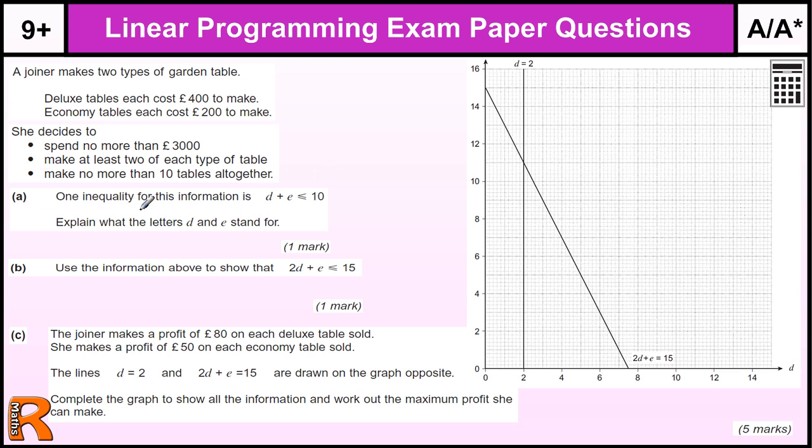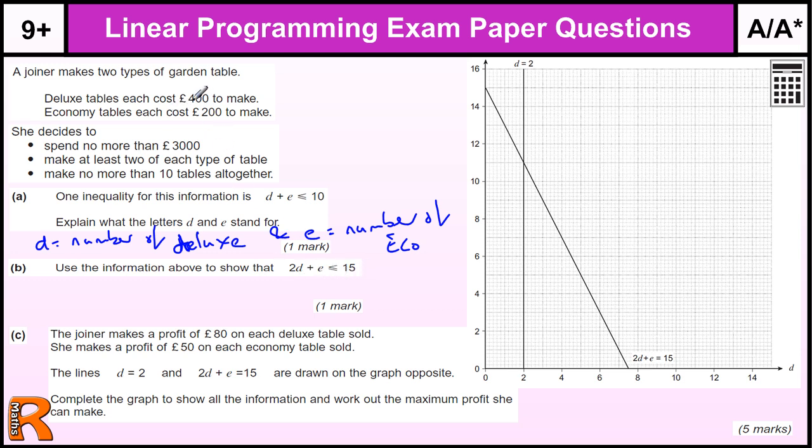Okay, another exam question. I'm just going to run through the obvious things. Like, so far we've seen this before. Explain what the D and E stand for. They stand for the number of whatever. So D is the number of tables, or I should say deluxe tables, and E equals the number of economy tables. Use the information to show that 2D plus E is less than or equal to 15.